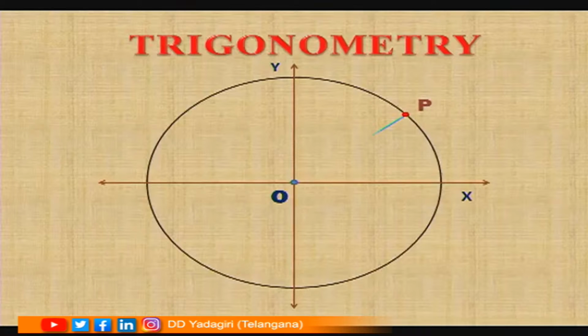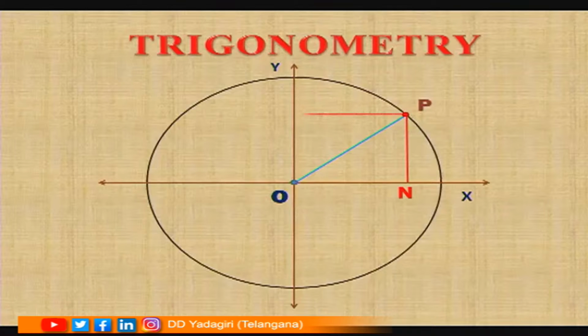Now, when I join O and P, you will find it is making some angle with the positive x axis in the anti-clockwise direction. Now, just now we have dropped a vertical or perpendicular line, or we can call it a normal, drawn from P onto the x axis, it is Pn, which is touching the x axis at n. Similarly, I am going to draw a normal to the y axis from P, which is going to touch the y axis at m. Then Pm is the distance from the y axis, Pn is the distance from the x axis.